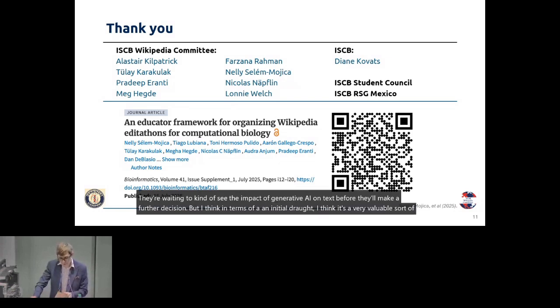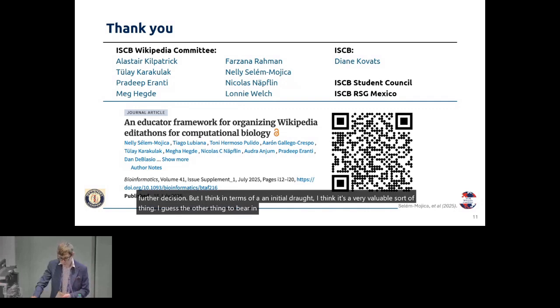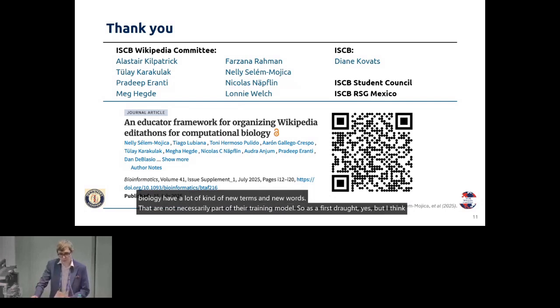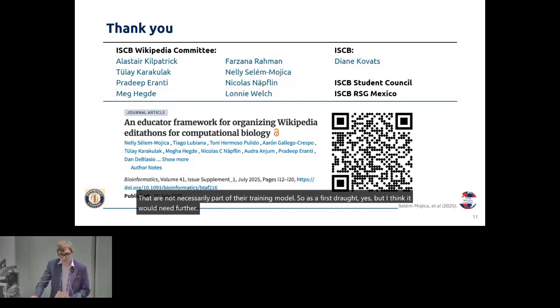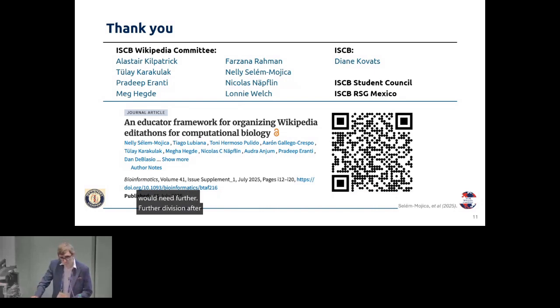The other thing to bear in mind is that bioinformatics and computational biology have a lot of new terms and new words that are not necessarily part of their training model. So as a first draft, yes, but I think it would need further revision after that. The other thing I just remembered, without really looking it up, editathons. There's a whole family. Perfect. I'll check that. Thank you.